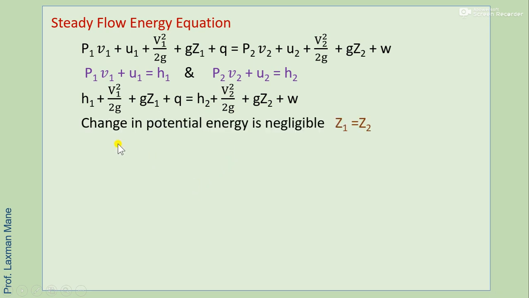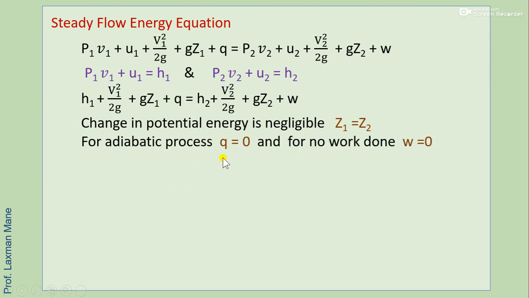Now, as the nozzle is horizontal, the change in potential energy is negligible, meaning Z1 is equal to Z2. And for an adiabatic process, Q is equal to 0, meaning no heat transfer between system and surroundings. And for no work done, the nozzle does not do work, so W is equal to 0. Hence by substituting, the above equation will be H1 plus V1 square by 2g is equal to H2 plus V2 square by 2g. In terms of V2, we can have this equation.